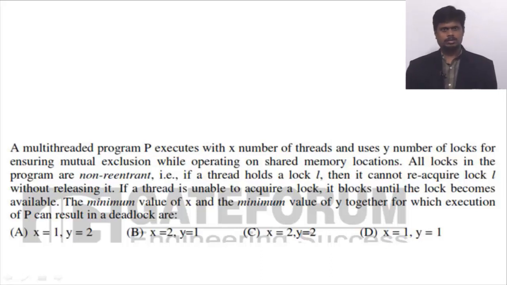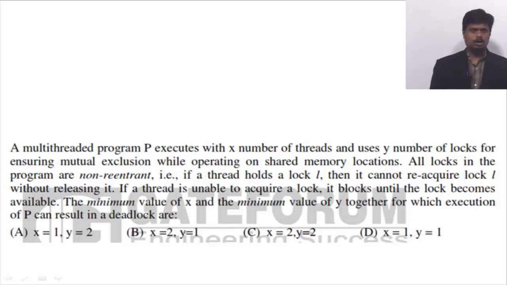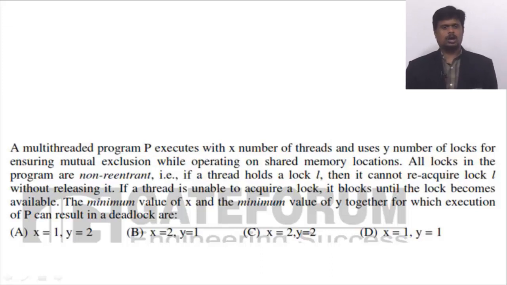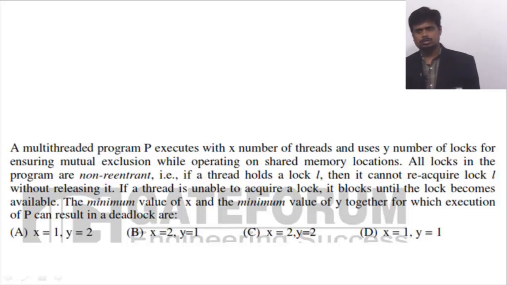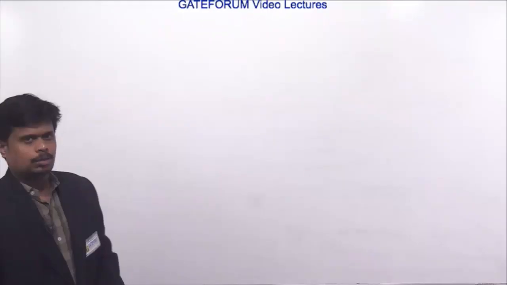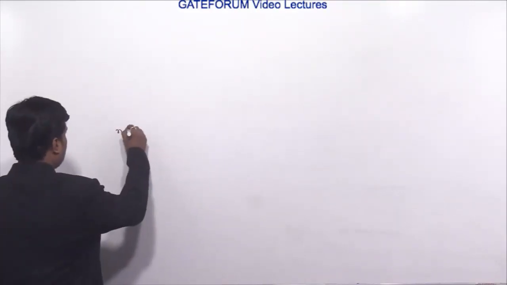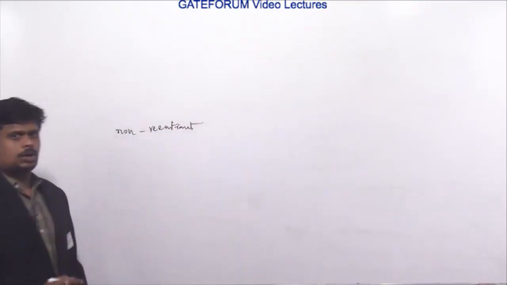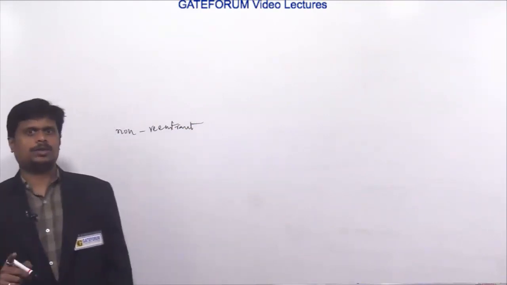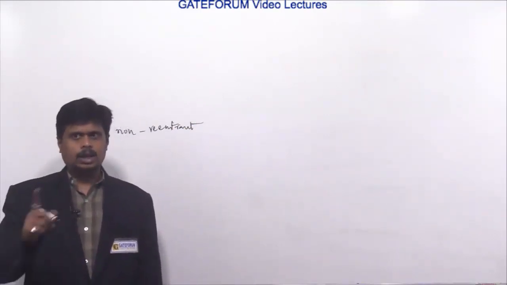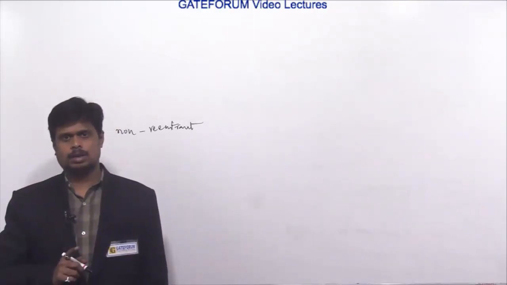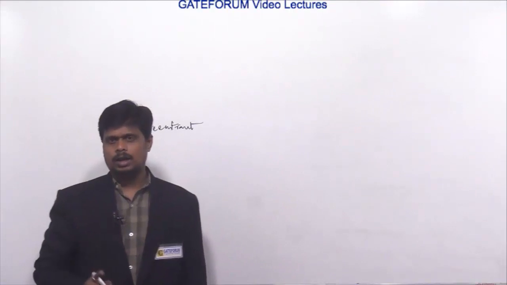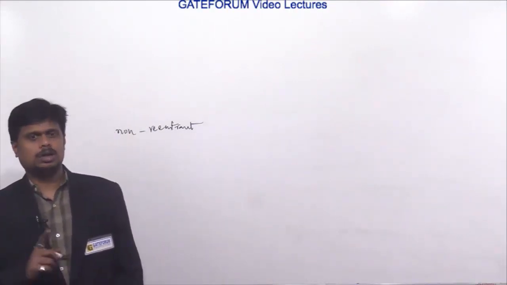So the minimum value of X and the minimum value of Y together for which execution of P can result in a deadlock are: option A, X equals 1, Y equals 2; option B, X equals 2, Y equals 1; option C, X equals 2 and Y equals 2; option D, X equals 1 and Y equals 1. The main important point here is non-reentrant. It is clearly mentioned that if a thread holds a lock L, then it cannot reacquire lock L without releasing it.